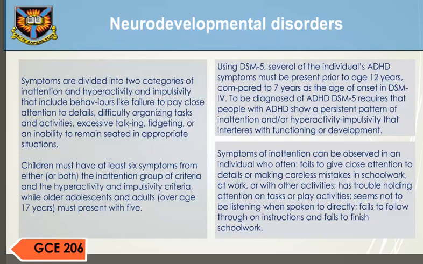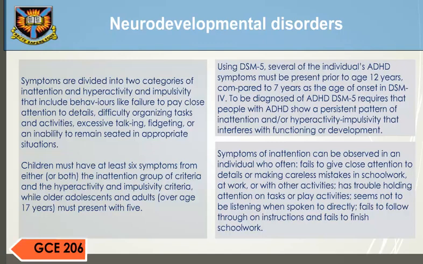Using DSM-5, several of the individual's ADHD symptoms must be present prior to age 12 years compared to 7 years as the age of onset in DSM-4. To be diagnosed with ADHD, DSM-5 requires that people with ADHD show a persistent pattern of inattention and or hyperactivity, impulsivity that interferes with functioning or development.